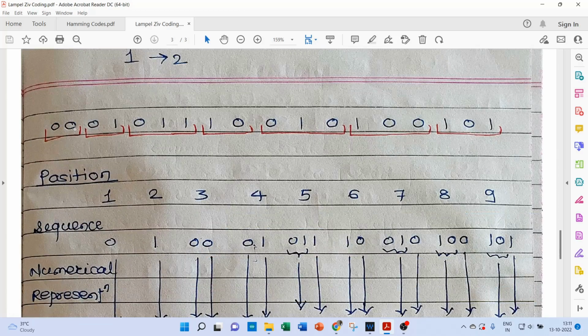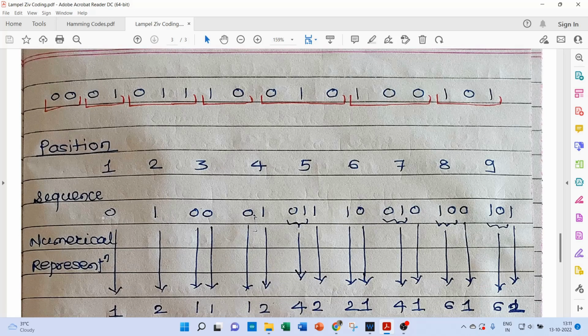These are the bits 0 0 0 1 1 0, up to 101. Here, first of all, write down the position of bits: positions 1 2 3 4 5 6 7 8 and 9. The first and second positions are always common. At the first position 0 will be there, and at the second position 1 will be there. From the third position we take the bits from the given data.